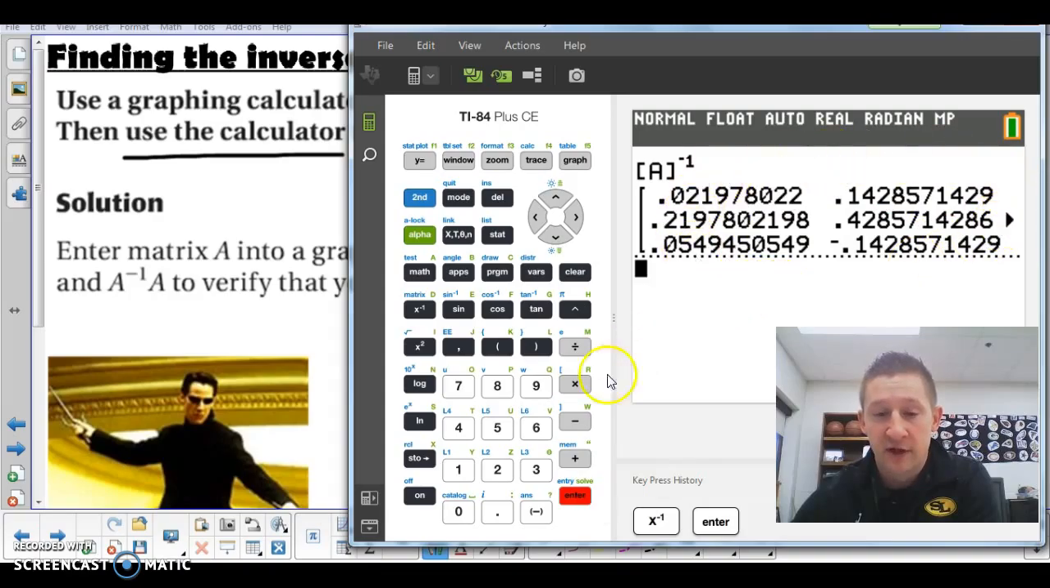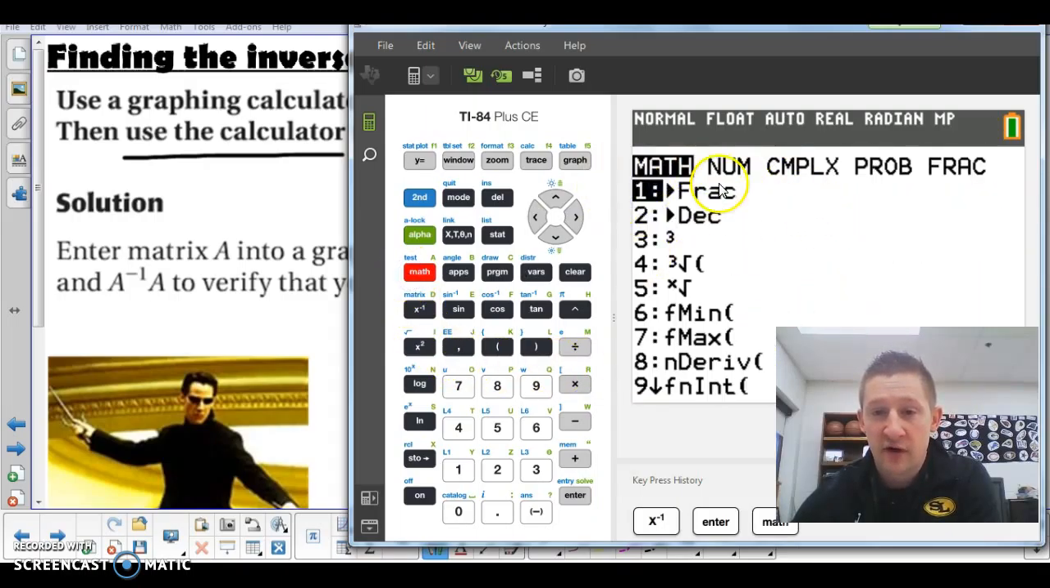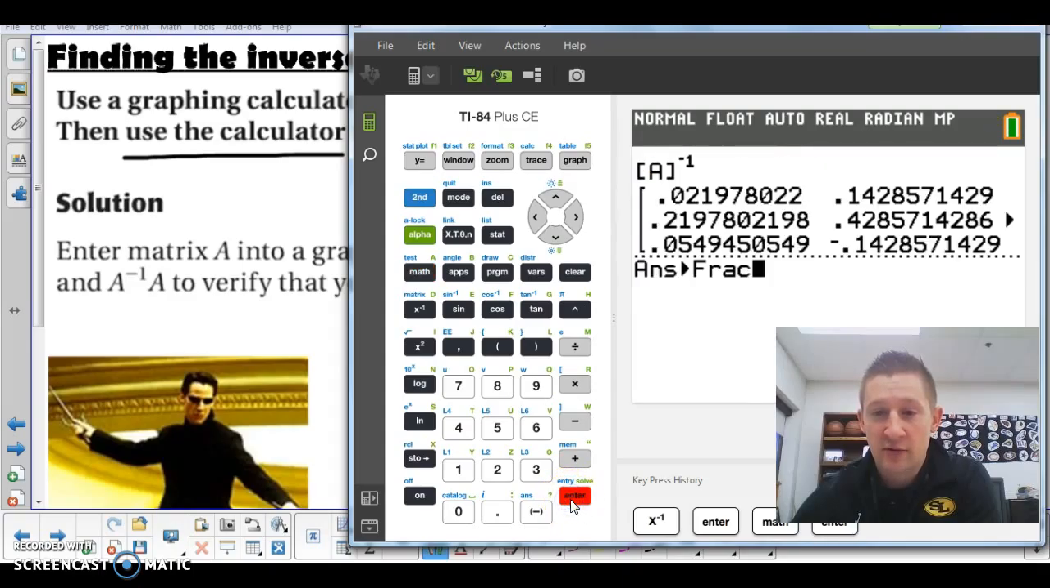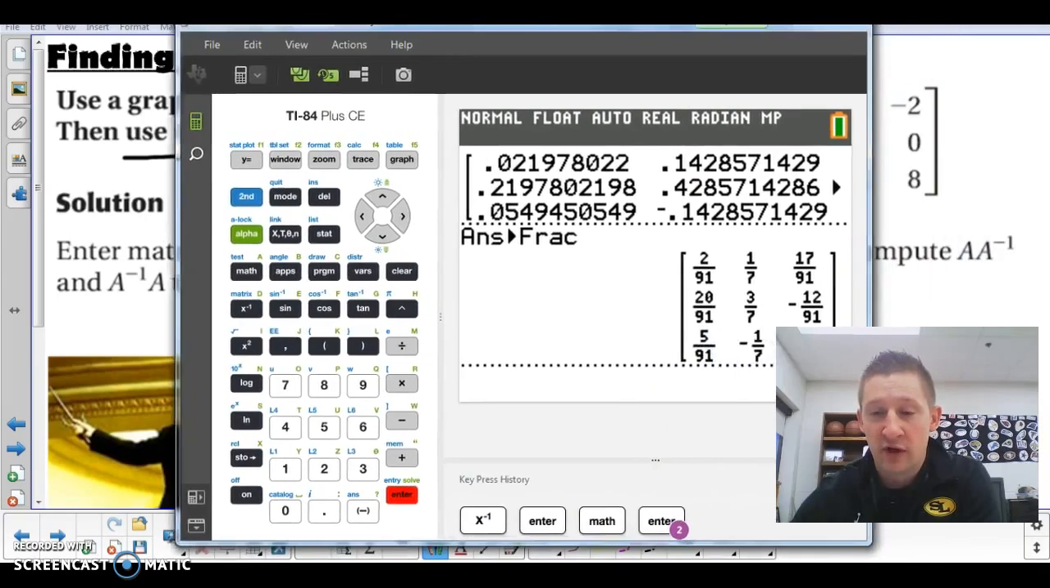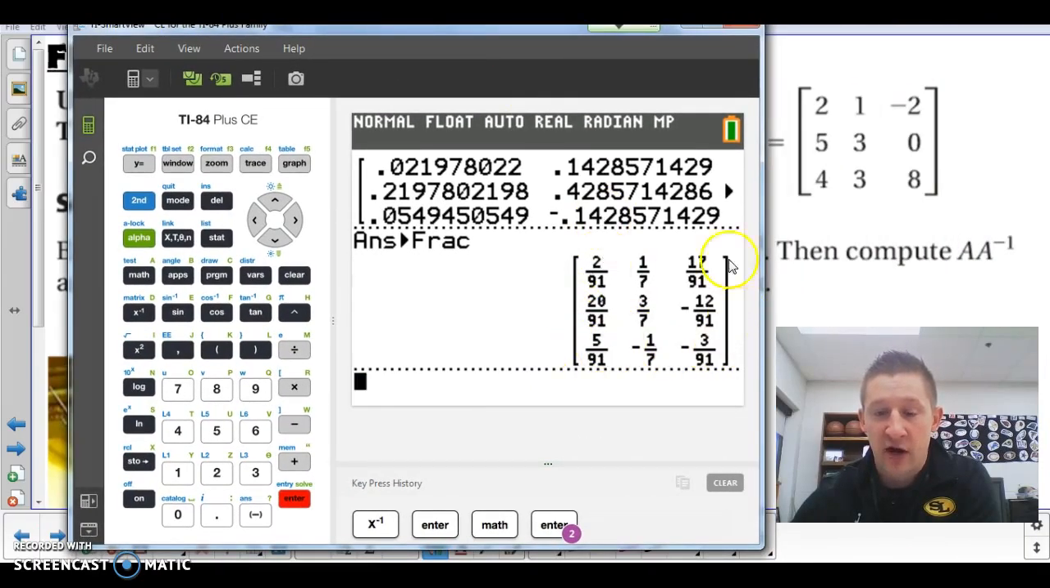Boy, that's ugly. Now, if these are ugly fractions or small fractions, maybe we can change them into fractions instead of decimals. Math, change to fraction. Let's enter to choose the first option. So it's going to take our previous answer and change it to a fraction. Hey, look at that. Kind of goofy looking numbers, but there we go. Fractions, there's a 3 by 3 matrix. That would be the inverse.